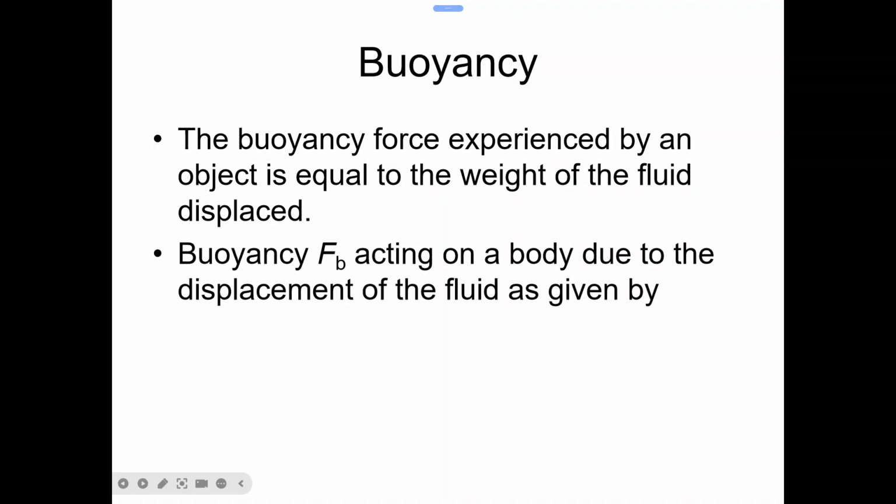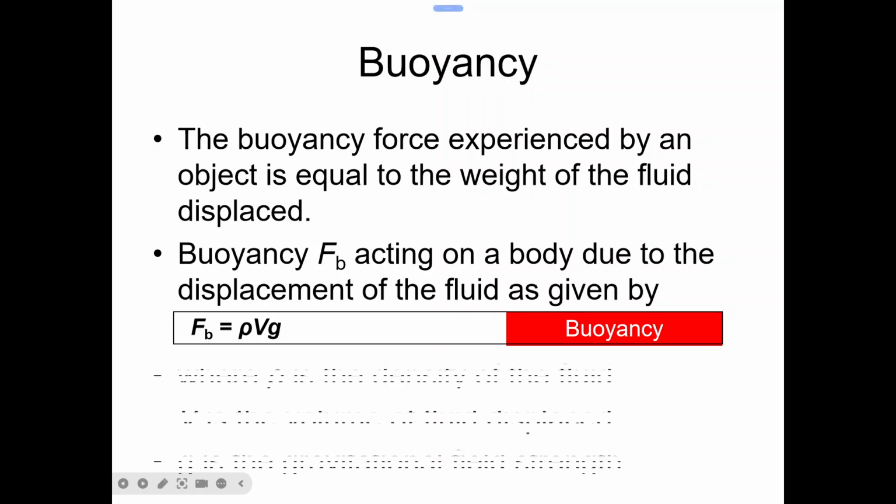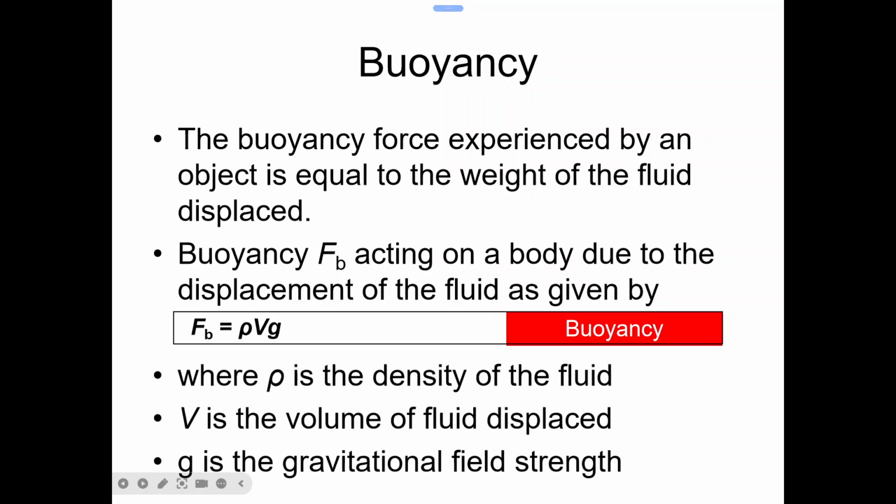So the buoyancy Fb acting on the body due to the displacement of the fluid is given by this equation: Fb equals rho g V, where rho is the density of the fluid, V is the volume of the fluid displaced, and g is the gravitational field strength.